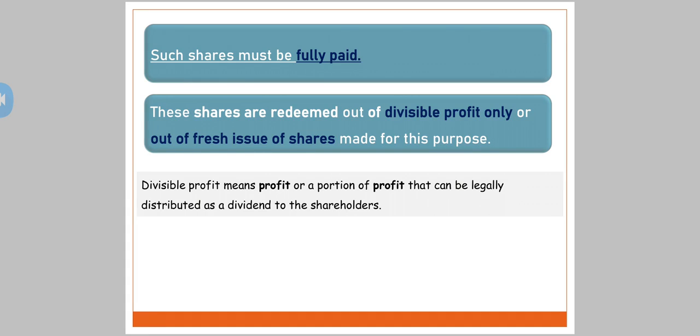and pay the amount from this fresh issue. Now see, divisible profit means profits or a portion of profit that can be legally distributed as dividend to the shareholders. Those amounts which are kept aside to pay the dividend to the equity shareholders or to the preference shareholders, from that amount only the company is supposed to redeem redeemable preference shares.